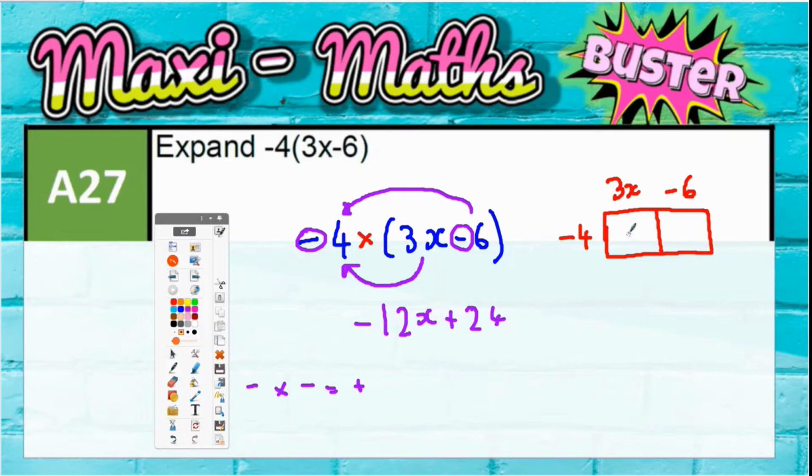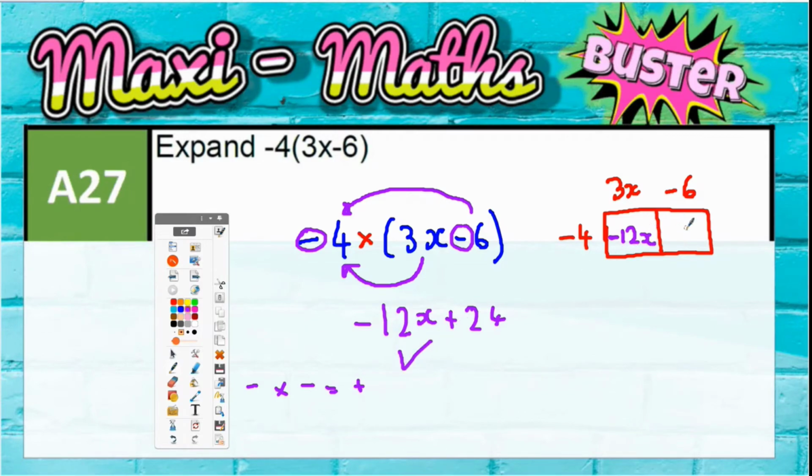If you use the multiplication grid, so whatever's in front of the bracket goes in front of the grid, whatever's inside the bracket goes on top of the grid, you would still get the same answer. So this box here would be -4 times 3x. Well, 4 times 3 is 12. So -4 times 3 is -12. And because there's an x on this one here, it's -12x. That's exactly what we got down here.